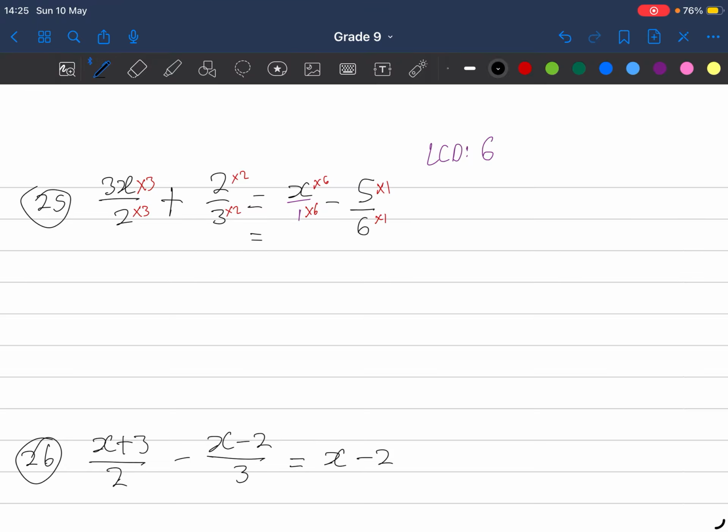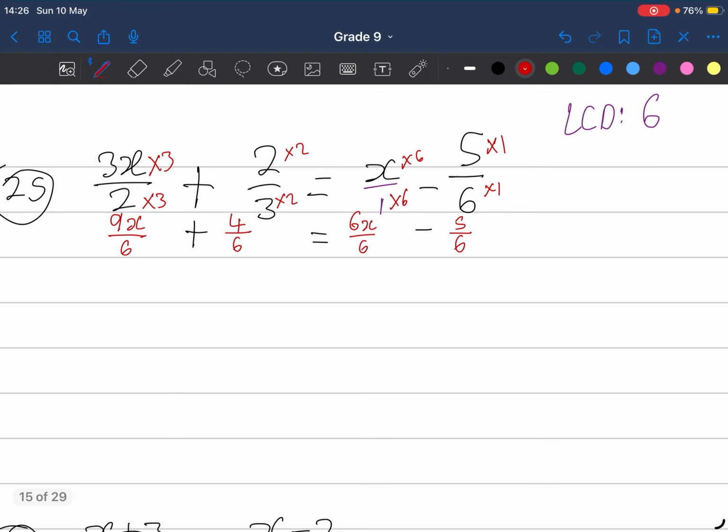Equals to sign, plus, minus. I'm going to have, well, 3x times 3 is going to give me 9x over 6. 2 times 2 is going to give me 4 over 6. X times 6 is going to give me 6x over 6, and then I'm going to have over here 5 over 6.